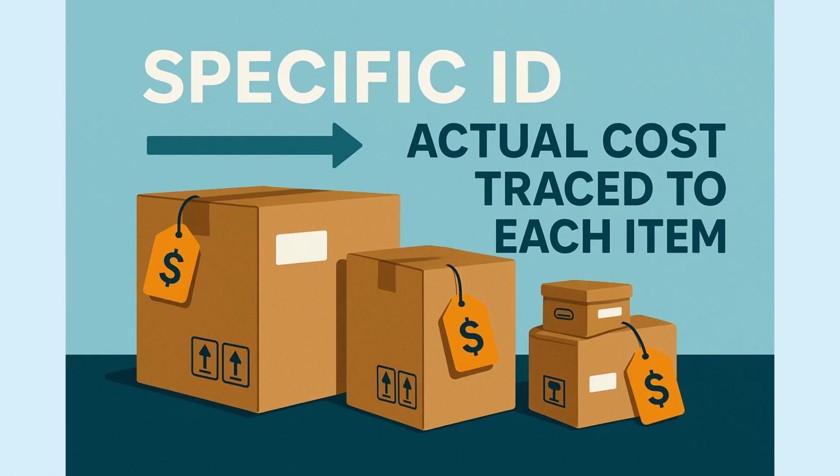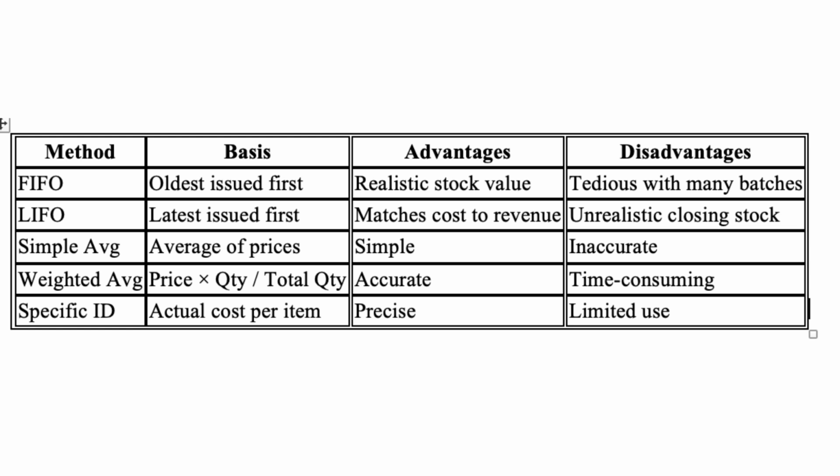In specific identification, each item is traced to its actual cost. This is used for unique or high-value materials, like vehicles, jewelry, or machinery parts. Pros: most accurate. Cons: only suitable for specialized items. Study this comparison summary of each method: first in, first out, last in, first out, simple average, weighted average, with regards to basis, advantages, and disadvantages.